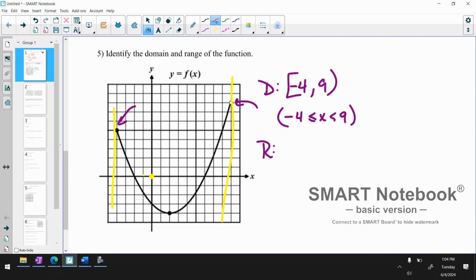Range, right? You start from here up. So that's what? Negative 4 to right there, which is 1, 2, 3, 4, 5, 6, 7, 8. Not included, included.